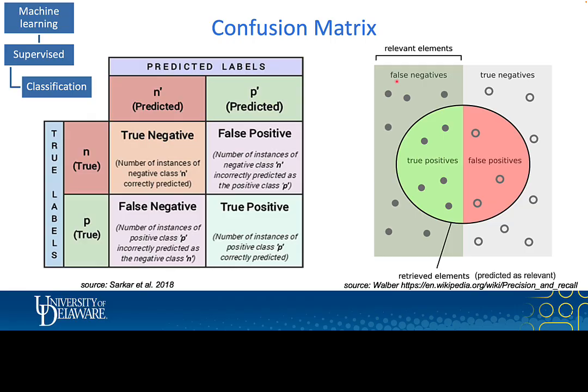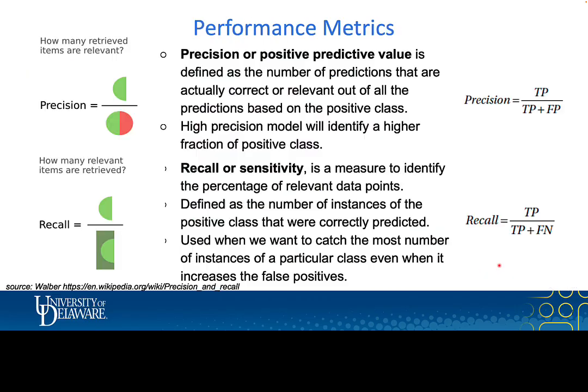So we will consider these false negatives. And then we have the true negatives, the ones that are negative and our system did not retrieve them or predict them as positive. The confusion matrix provides the basis for calculating the most widely used performance metrics.